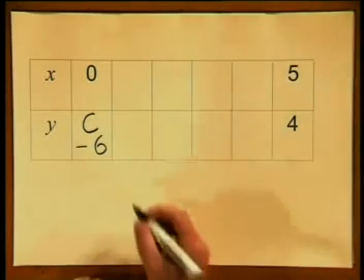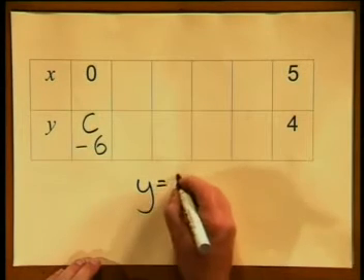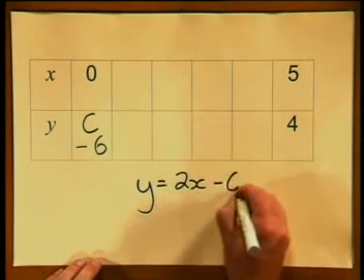Let's see if we can complete the formula. We have y is equal to 2x plus c. And now we know that y is equal to negative 6 when x is equal to 0. So y is equal to 2x minus 6. Correct. So y is equal to 2x minus 6.